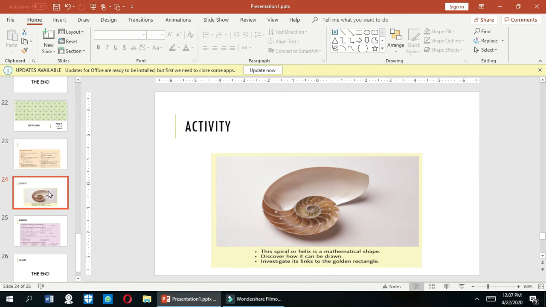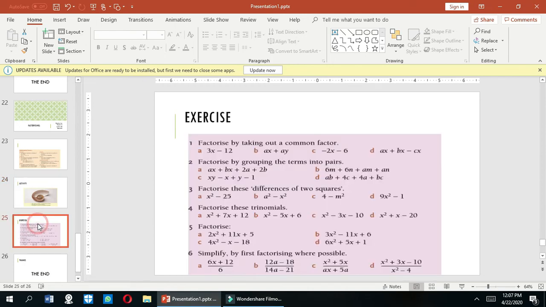So here is a simple activity. You can see that this is a shape, this is a spiral, or helix, a mathematical shape. You can see that this is a mathematical shape, and this is the shape of a mathematical expression. Here I am going to give you some examples relevant to this topic.